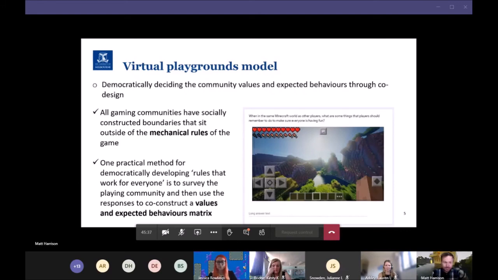And these are things that we see in the schoolyard usually, and we also see these in the virtual playgrounds as well. We want to make sure that what we are implementing meets the needs of all the users or players. And one way of doing that is by just asking. It's really simple, by surveying the playing community.